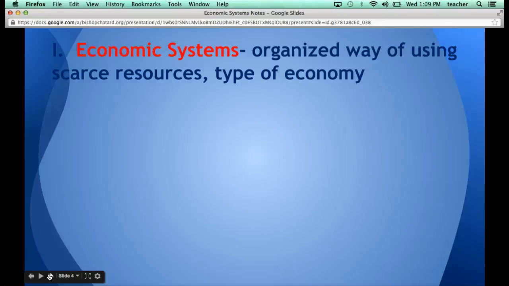Command economies, for example, are all about government organization. The government organizes everything. They decide what they're going to produce, how they're going to produce it, and who they're going to make it for. Okay? So with economic systems, you can just think in the back of your head, it's a type of economy.